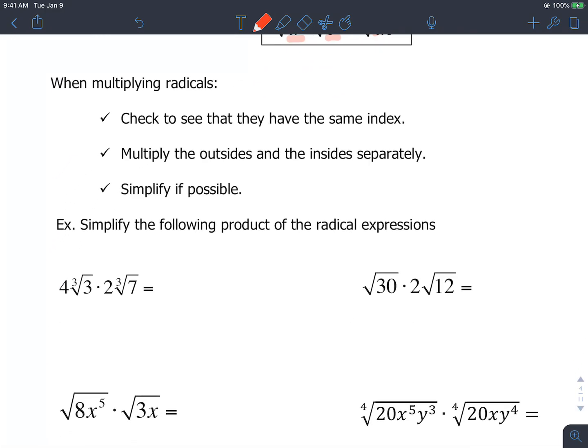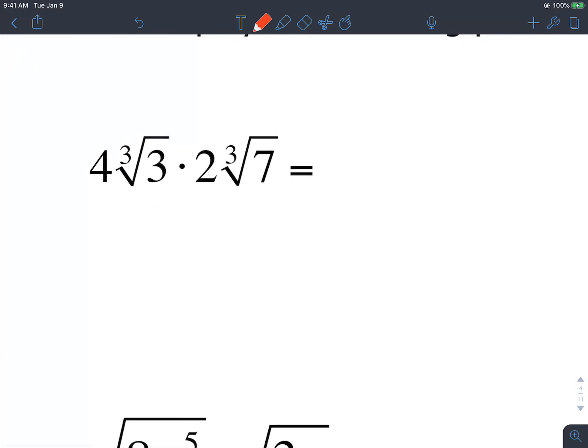Okay, so the big thing is to make sure they have the same index, and then multiply the outsides with the other outsides and the insides with the other insides separately. And then simplify if possible. So we're going to take all these here and simplify them down here.